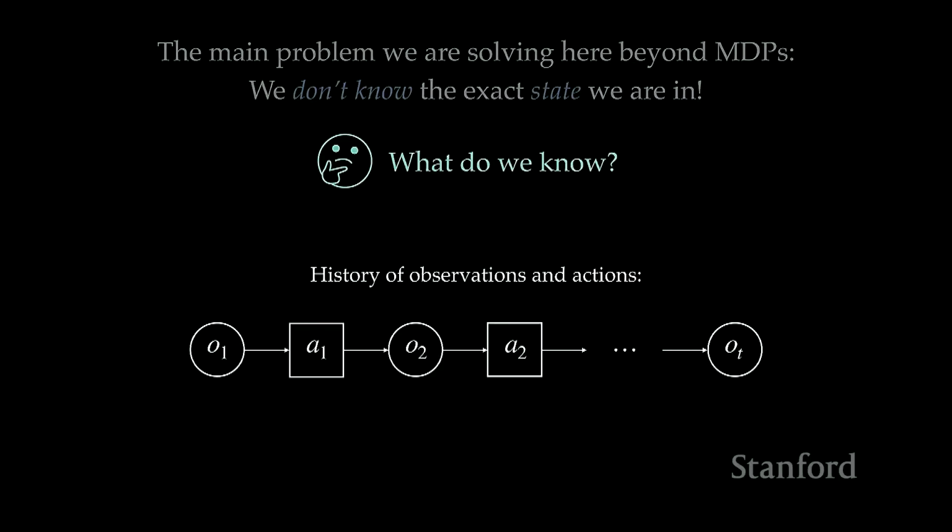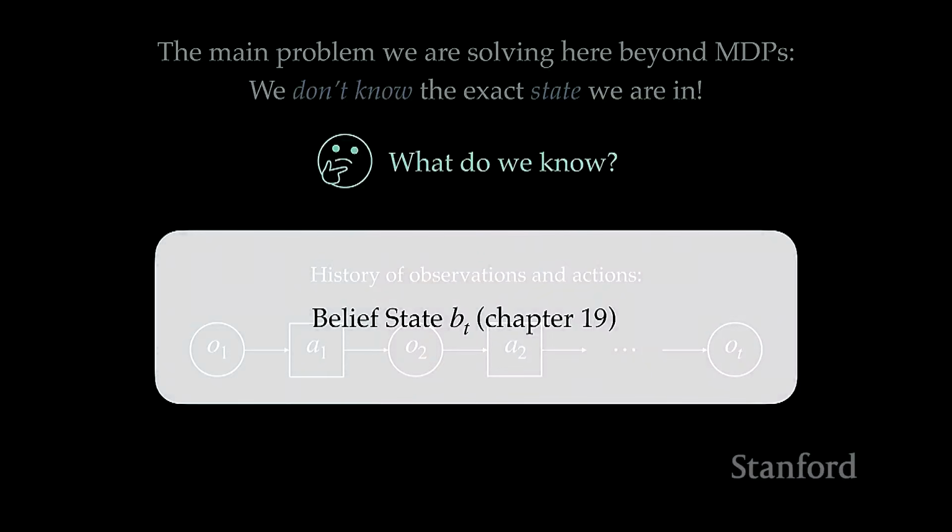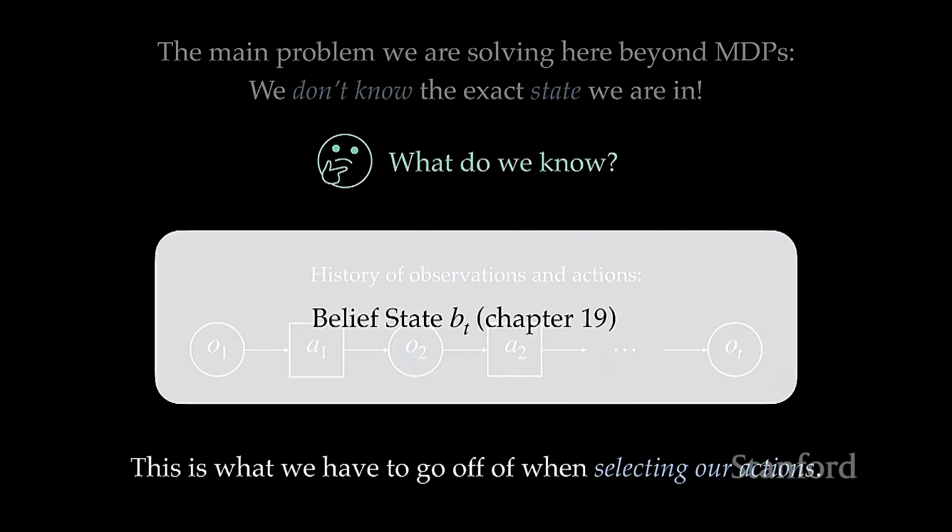And then a couple lectures ago, you learned how to take that history and summarize it as a belief state, which basically is just a probability distribution over what state we're in. So typically, when we're executing our POMDP policy, we look at our current belief and decide what action is best to take based on the belief, or this probability distribution over what state we're in.